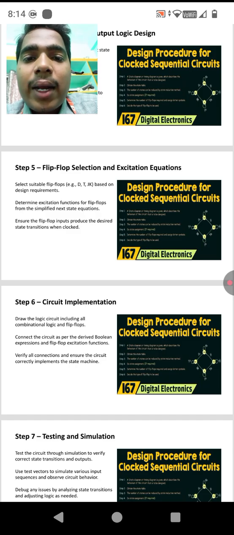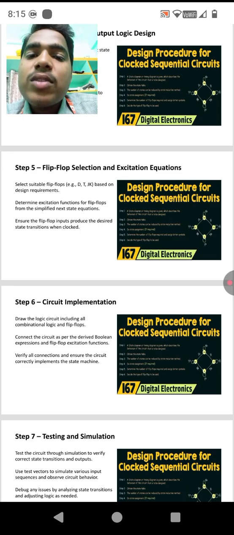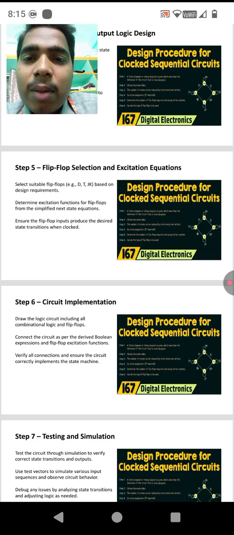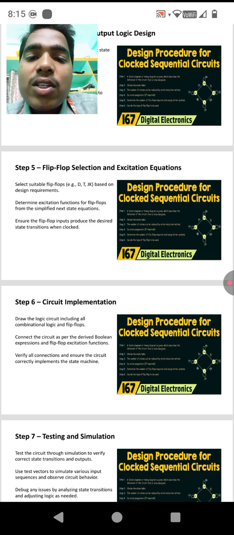Flip-flop selection and excitation equations. Select suitable flip-flops like D flip-flop, T flip-flop, JK flip-flop. Based on the design requirements, determine the excitation functions for flip-flops from the simplified next state equations, and ensure flip-flop inputs produce the desired state transitions when clocked.